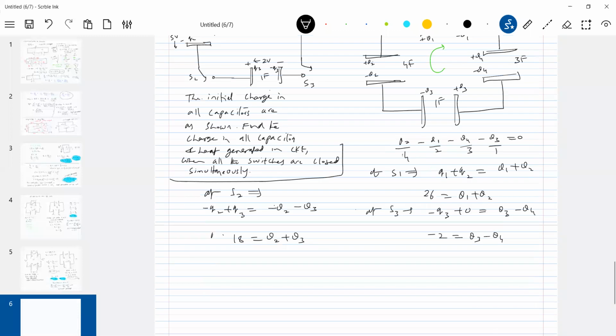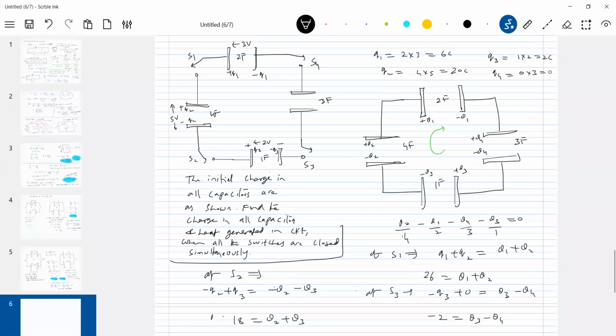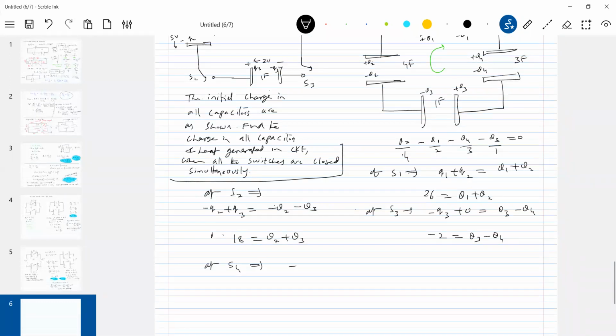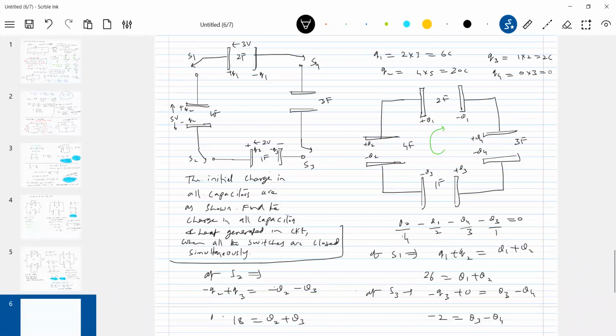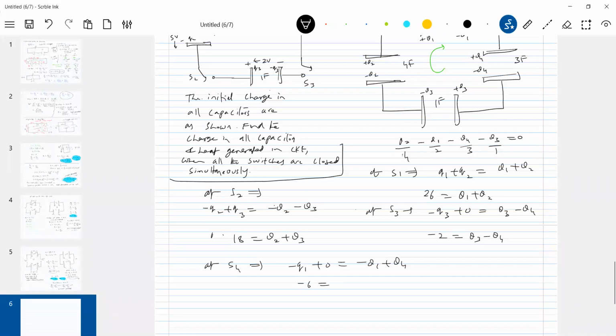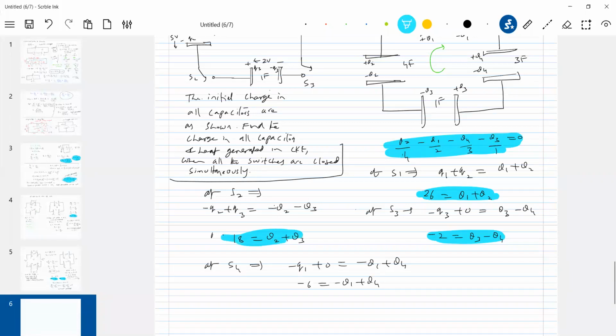One more, at S4 we'll write it. S4 it was minus Q1 plus Q4. Q1 was 6, so this will be minus 6 equal to. So solving all this set of equations will get the required unknown. How many different charges are there? Those many equations are needed.